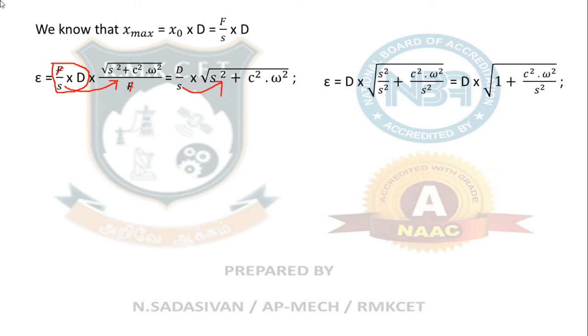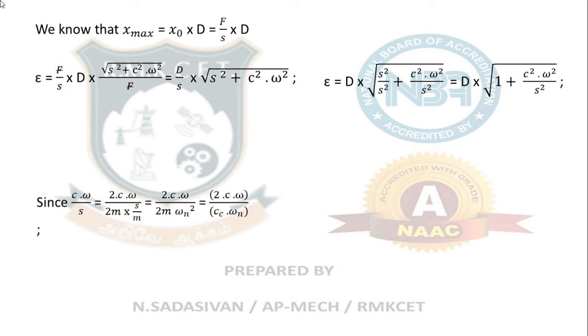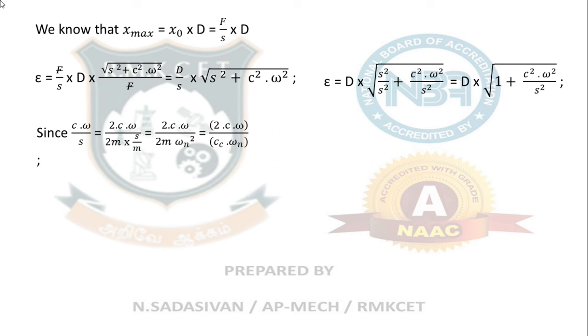So what will happen? s square by s square plus c square omega square by s square. Dynamic magnifier is square root of 1 plus c square omega square by s square. Okay. So now what is the expression for this dynamic magnifier? I am rearranging inside the square root with some mathematical manipulation technique. Okay, what is that? c omega by s is this thing. You can put this as a whole square also.